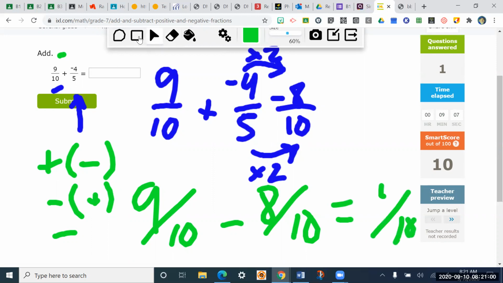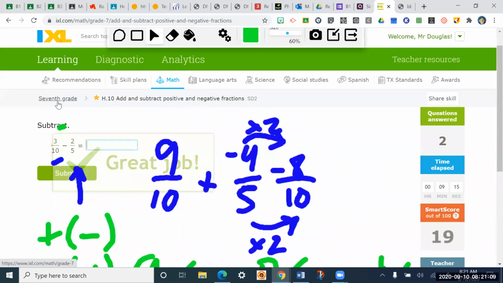So I'm going to come up here, hit text, 1. I wanted to do decimal again. We did decimals the past couple of days. Keep wanting to put a decimal. 1/10. Great job. Thank you.